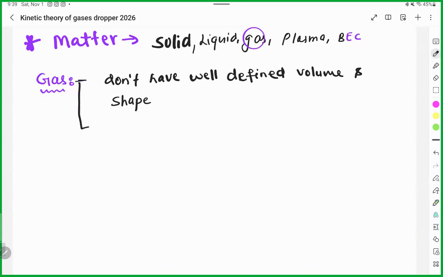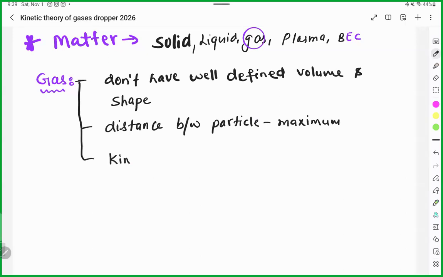The distance between the particles is more compared to solid and liquid. The distance between gas particles is maximum compared to the other two. This is the basic property. Now we are moving to the kinetic energy of the gas. When we talk about kinetic energy, these particles keep on moving, and if they are moving, they have kinetic energy, correct?